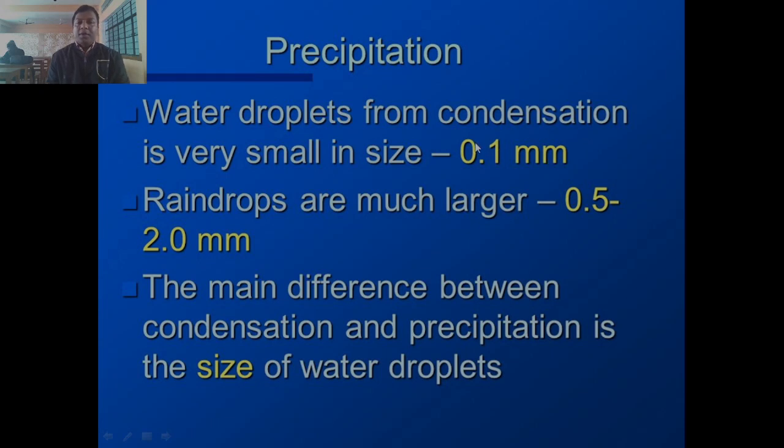As all of you see, the water droplet from condensation is very small in size, about 0.1 mm. Rain droplets are much larger, 0.5 to 2.0 mm. The main difference between condensation and precipitation is the size of the water droplets.